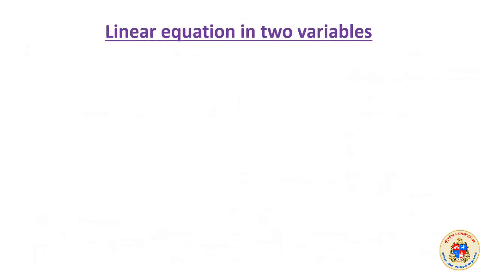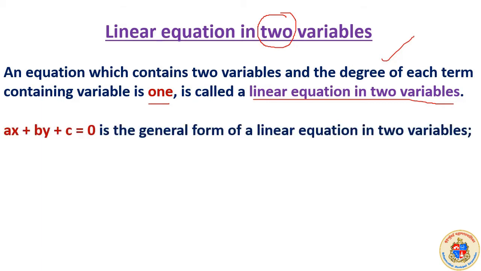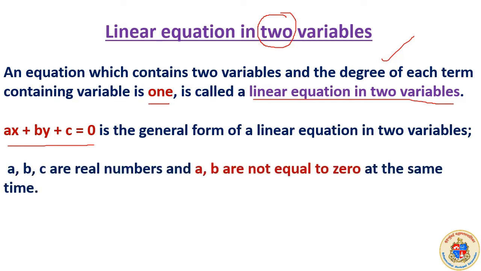linear equation in two variables, where you are having an equation which contains two variables and the degree of each term containing the variable is 1. Such equations are called linear equation in two variables. The equation is linear, the peculiarity is two variables, and the same condition, degree of each variable is maintained as 1. The most general form of such an equation is ax plus by plus c is equal to 0, which is familiar to you. And if you are writing an example, also you know it. And another important thing is in this case of a, b, c, a and b are not equal to 0 at the same time.